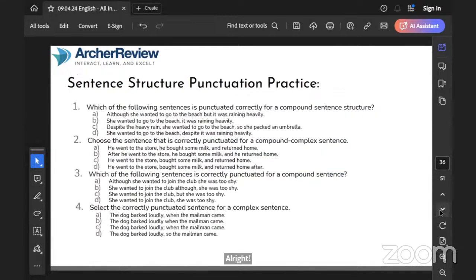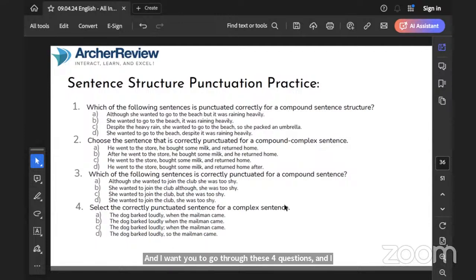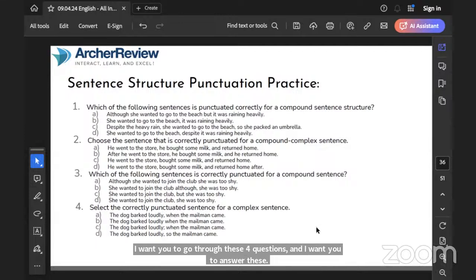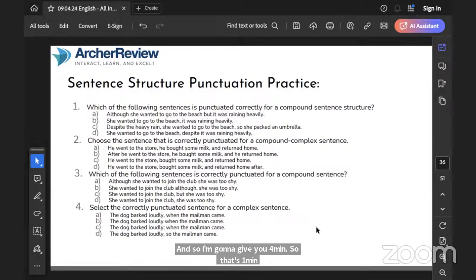All right. So that's actually it for this section. This section goes pretty fast. So what I'm going to have you do is see what you've retained. I want you to go through these 4 questions and answer them. These might take you a little bit of time because you might need to diagram the sentences and break them down, figure out what's a dependent clause versus what's an independent clause. So I'm going to give you 4 minutes. So that's 1 minute per question. And then we're going to come back and check. All right. So I'm going to put 4 minutes on my timer now. Ready and go.